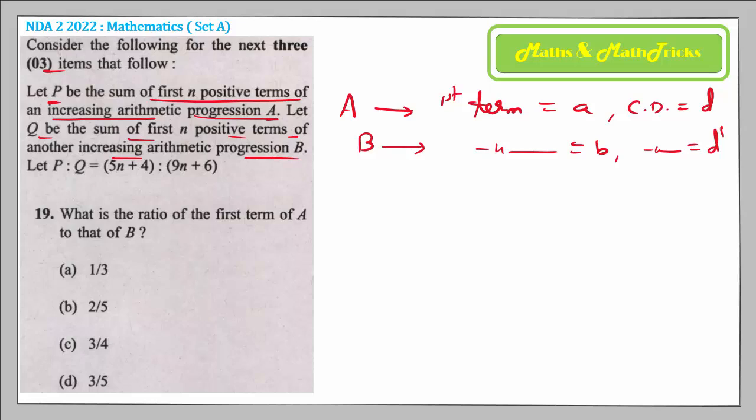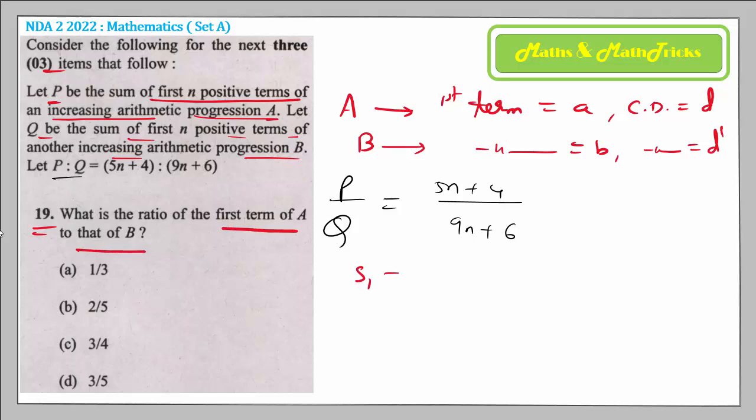Alright. And they have given the ratio of the sum of n terms for both of them: P by Q is (5n plus 4) upon (9n plus 6). So the first question, the 19th question on this paragraph, asks what is the ratio of the first term of A to that of B? You know that S1 is equal to a, and S1 is equal to b for both of them, right? So directly if you take the ratio, S1 you can easily find by putting n equal to 1. So your first term ratio, that is a by b, would be just replacing n by 1. You are going to get that particular ratio for A to B.